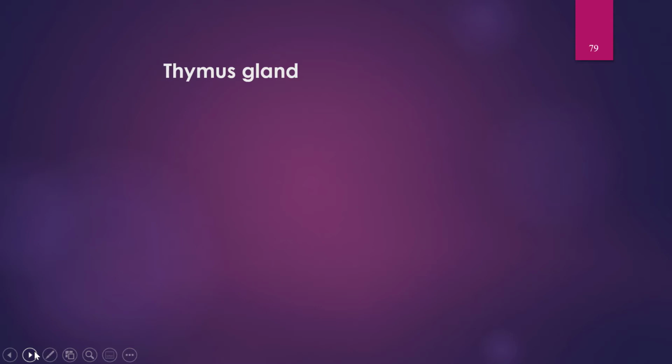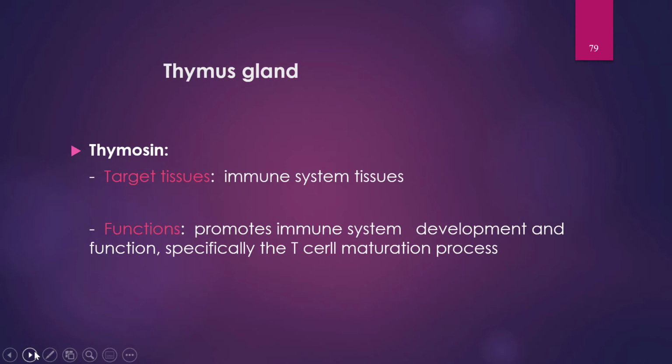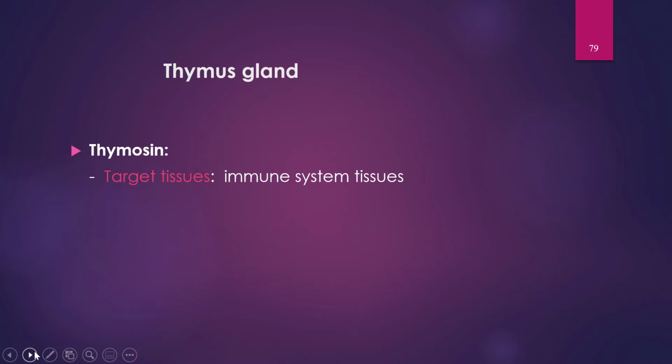So let's move on with the thymus gland. This is secreting thymosin, which is targeting the immune system tissues. The function will be to promote immune system development and function, specifically the T cell maturation process.